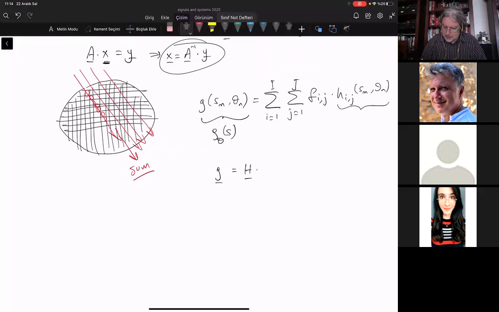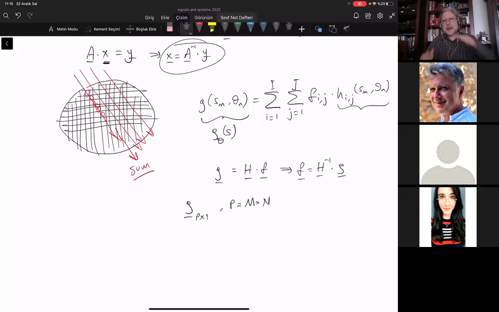And this F is just the pixels that you are looking for. So G is your observations, H is your discretized line equations, and F is the image that you're looking for. And if you simply say that F is equal to H inverse times G, that is where you are doomed, because this G is P by 1, where P is equal to M times N.